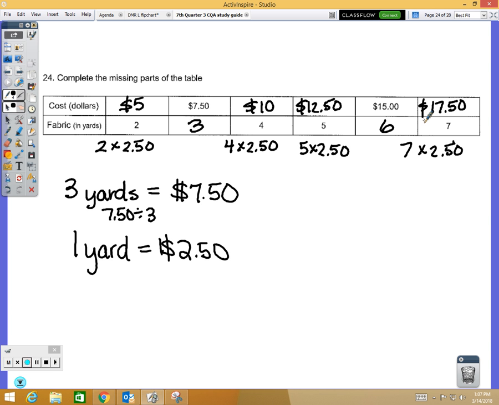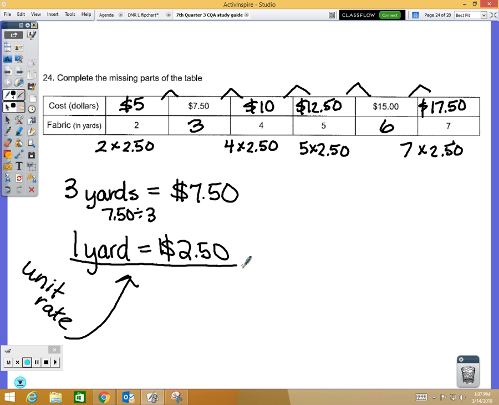We also could have, once we saw the pattern that this is going up $2.50 each time on the top row, just added $2.50 plus $2.50 plus $2.50 plus $2.50 plus $2.50. So that's kind of just a personal preference on which way you prefer to do it. Okay? But once again, this is a unit rate. We had to find out how much per 1 yard to figure out the rest of the table.